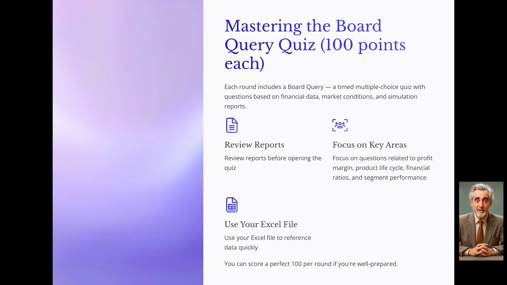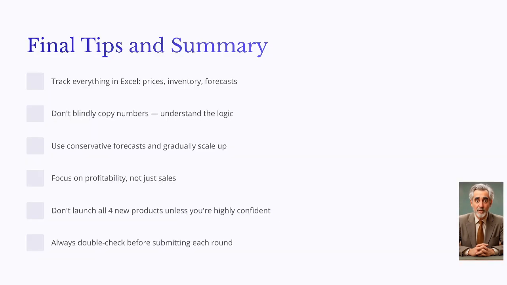Step 10. Final tips and summary. Track everything in Excel: prices, inventory, forecasts. Don't blindly copy numbers, understand the logic. Use conservative forecasts and gradually scale up. Focus on profitability, not just sales. Don't launch all 4 new products unless you're highly confident. Always double check before submitting each round.